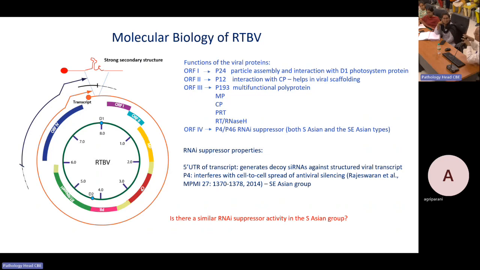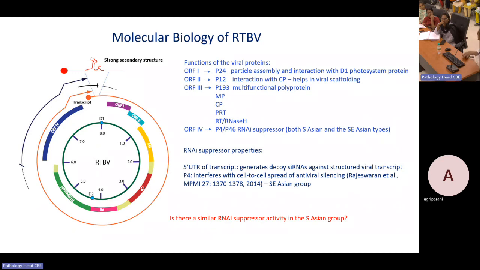It tries to destroy the transcript, but because of the secondary structure, the transcript remains unaffected. But the RNAi mechanism gets pulled. So that is a new strategy started by the virus to fool the RNAi system. This was shown in the Southeast Asian RTBV. Most of this work was done with an RTBV isolate from the Philippines.